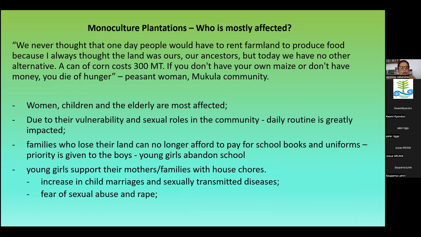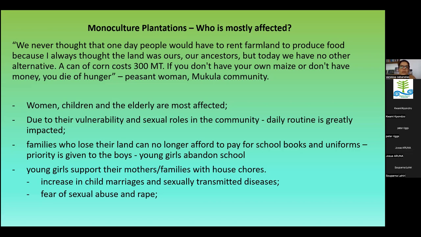We have seen also that women, children, and the elderly are the most affected due to their vulnerability, due to their social roles in the community. Their daily routine is greatly impacted. Families who lose their land normally can no longer afford to pay for school books and uniforms. And in this case, priority is always given to the boys. The girls normally have to abandon school. And it's not that they want to abandon school, they have no choice but to abandon school.